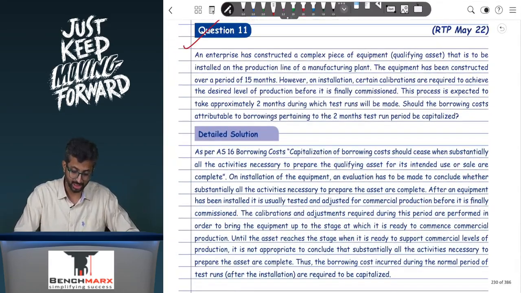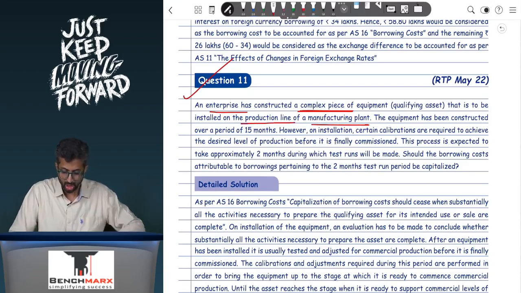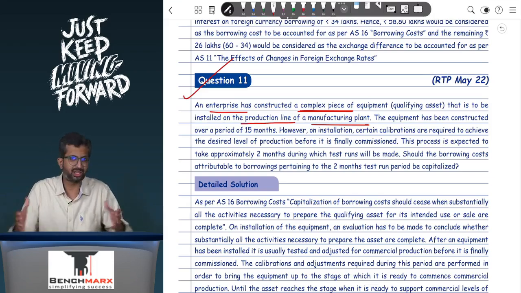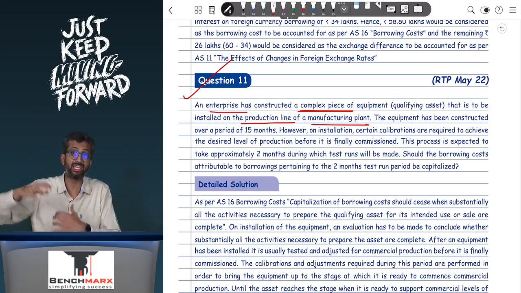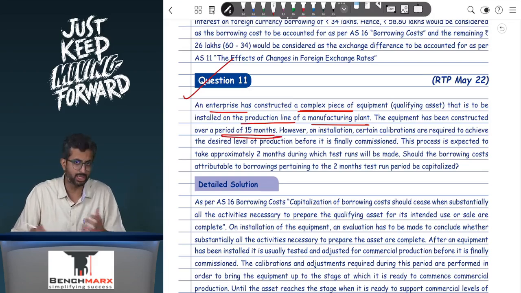Go to question number 11. An enterprise has constructed a complex piece of equipment which is a qualifying asset that is installed on the production line of a manufacturing plant. Okay, again we have made a complex piece of equipment. Let us say a missile. You made a missile that is installed on a production line of a manufacturing plant. Let us say that is to be installed in an aircraft. The equipment has been constructed over a period of 15 months. It took 15 months to make the missile, so it is a qualifying asset.